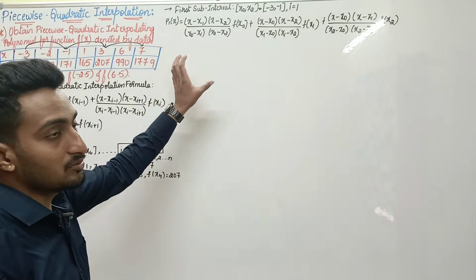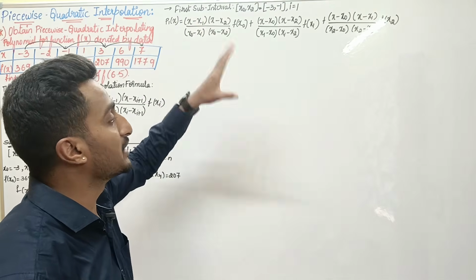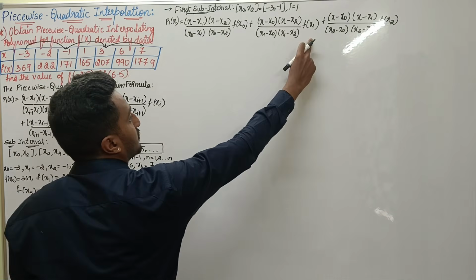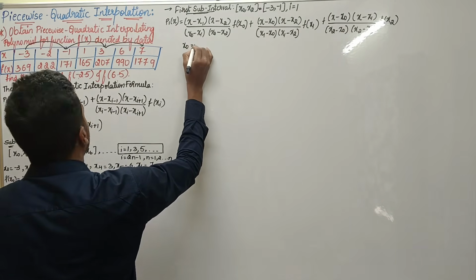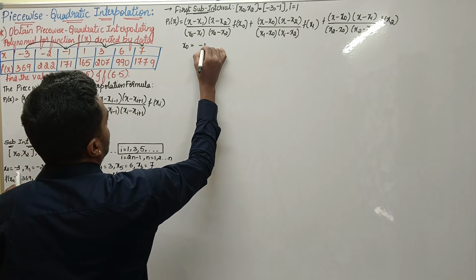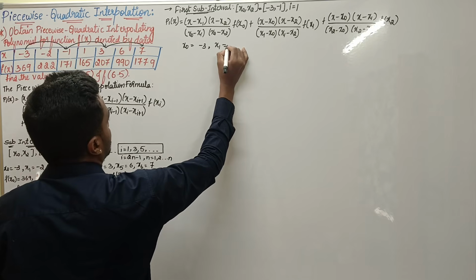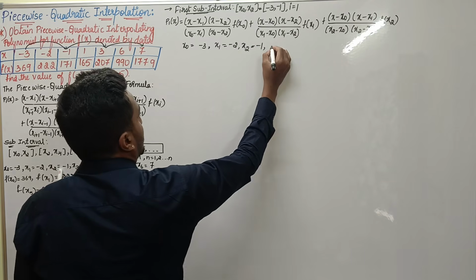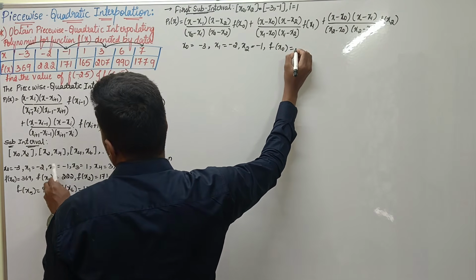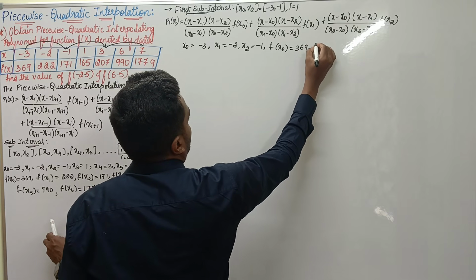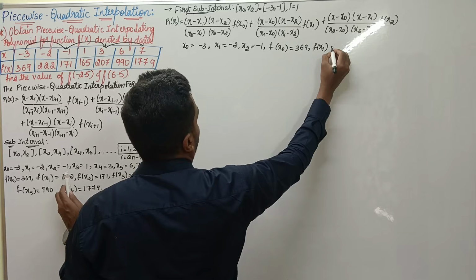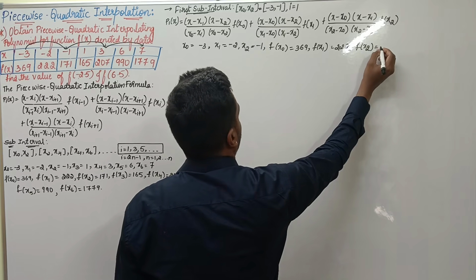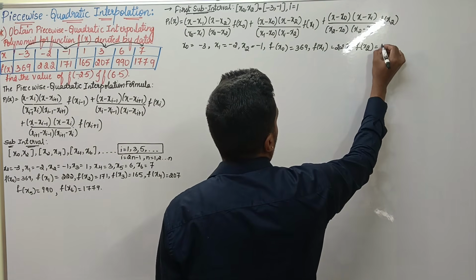Now let us consider the terms which are required for finding the first subinterval. Okay, this is our first subinterval. To find that, let us consider x0, x1, x2 and f of x0, f of x1 and f of x2. What is our x0? x0 is -3, x1 is -2, x2 is -1, and f of x0 is 369, f of x1 is 222, and f of x2 is 171.